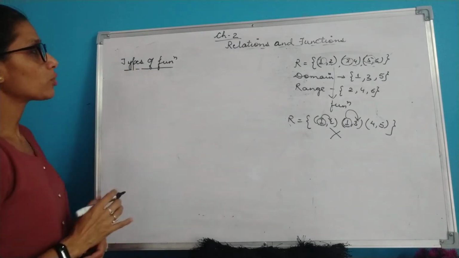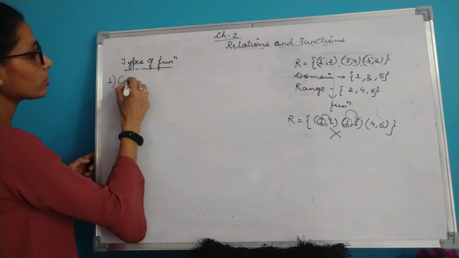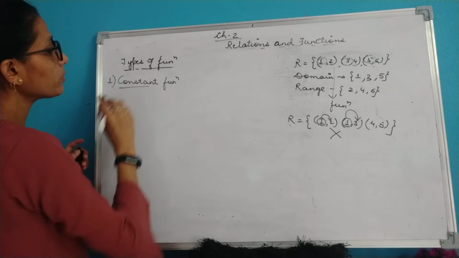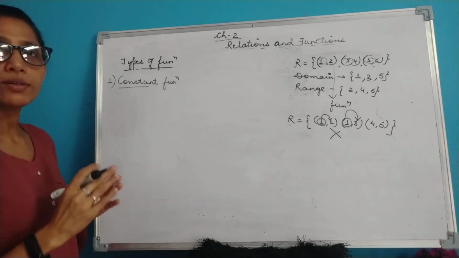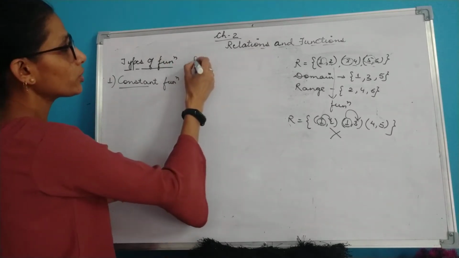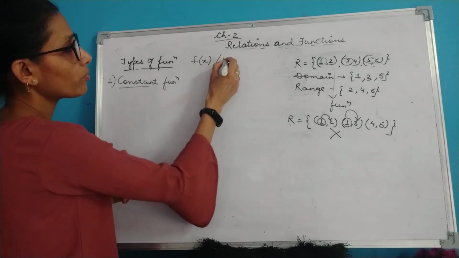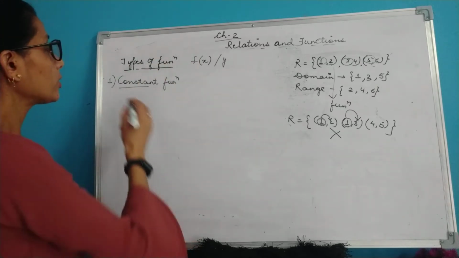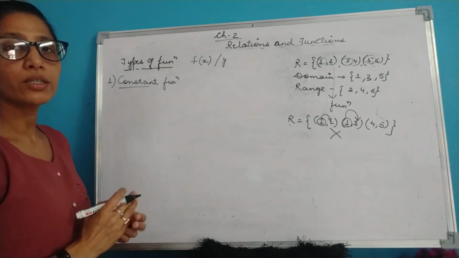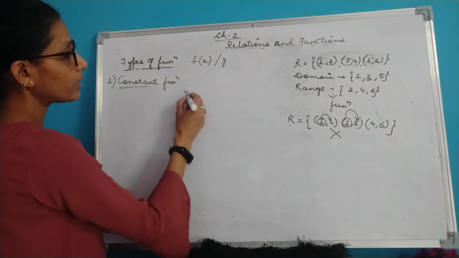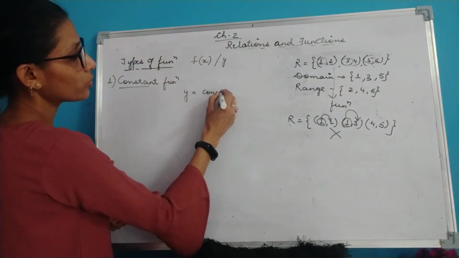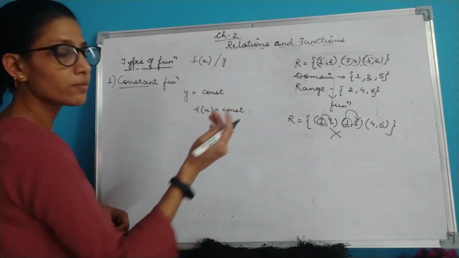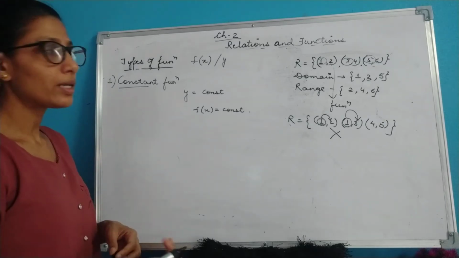Now let's come to types of functions. First of all, we'll discuss the constant function. Now children, the name is suggesting that you should have a constant value. Your function can be represented with f(x) or y, which means your function is expressed in terms of x. When you want to define a constant function, it will be written as y equal to a constant, or simply f(x) equal to some constant value. The constant value can be positive as well as negative.